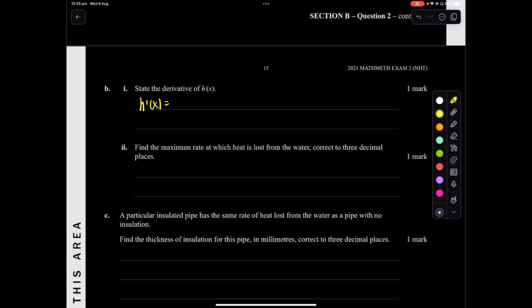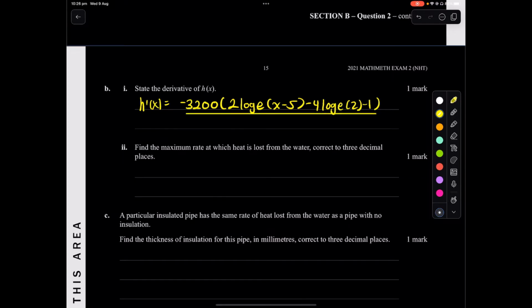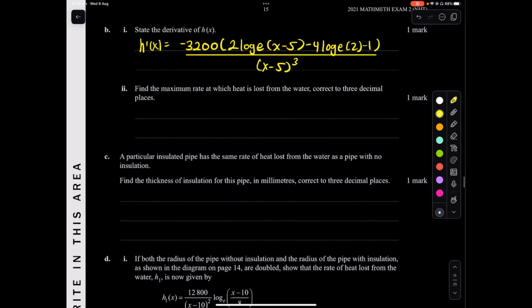So let's write that. So negative 3,200 times 2 log e of (x minus 5) minus 4 log e of (2 minus 1), all over (x minus 5) to the power of 3. Find the maximum rate at which heat is lost from the water. Correct to 3 decimal places.